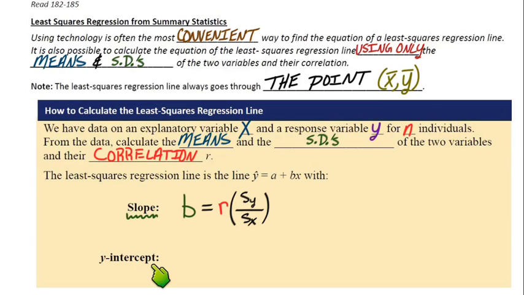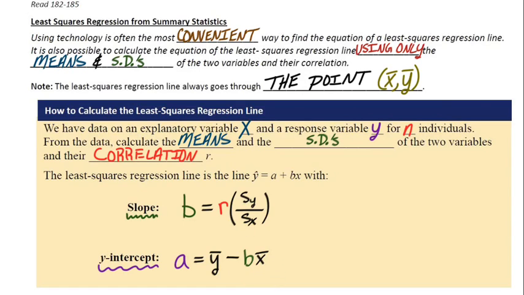And then if you want to get the y-intercept, that's a. That's the mean of the y values minus b, which is the slope of the line, times the mean of the x values. So you can get the slope and the y-intercept of the regression line just using this info right here. Not putting it in L1 and L2. So no data entry into the calculator is even required. But that's assuming you know these special values.